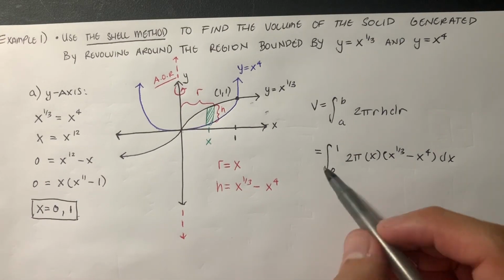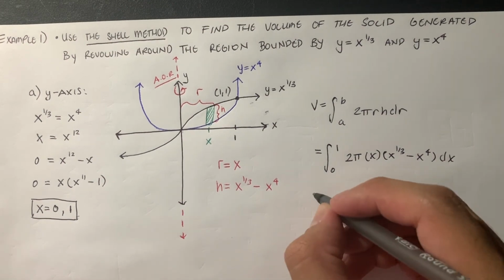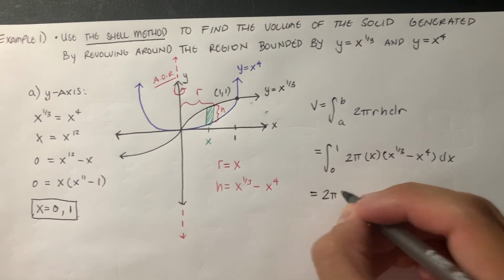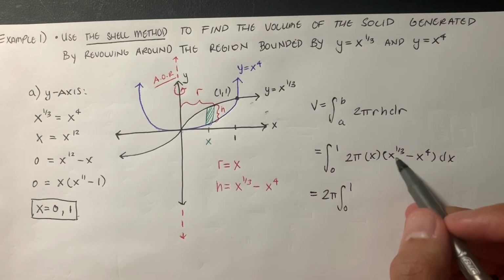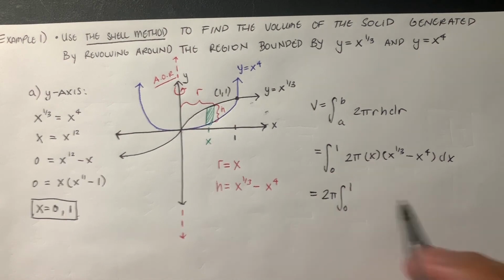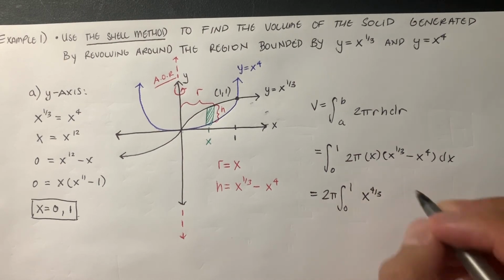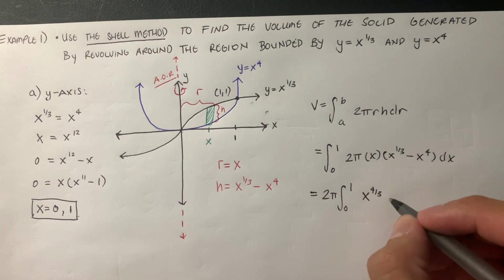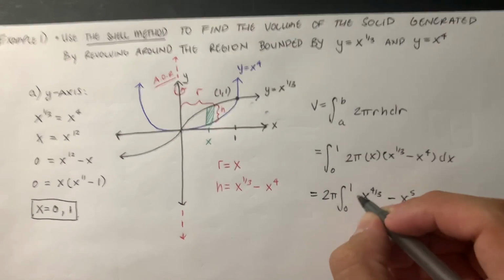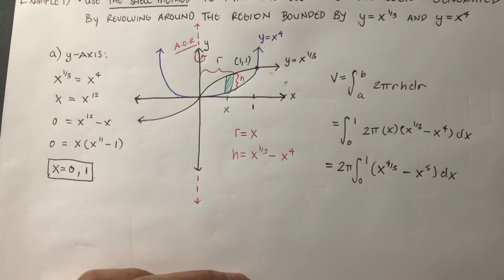So now we're going to start solving for the integral. We can pull out the 2 pi since it's a constant and then distribute the x. So that's rewritten as 2 pi from 0 to 1. Distributing that x: x times x to the 1/3 means we're adding, so we add 3 over 3, and that's x to the 4/3. Then x times x to the 4th, we're adding, so it's negative x to the 5th, dx.